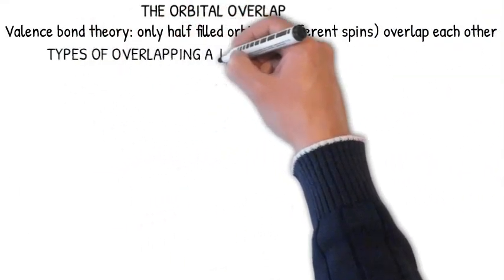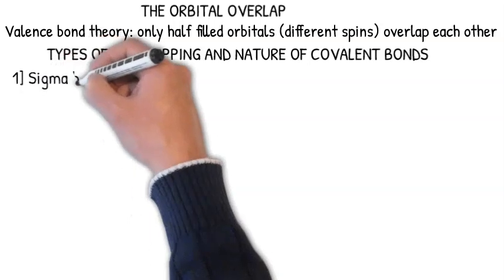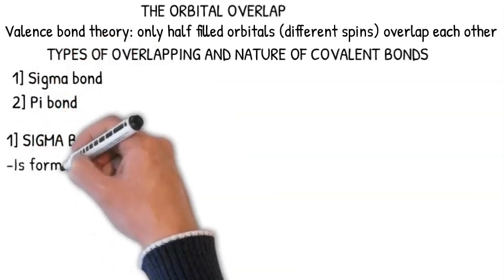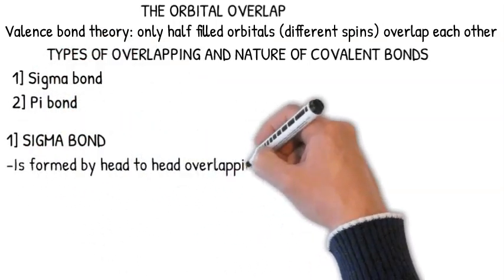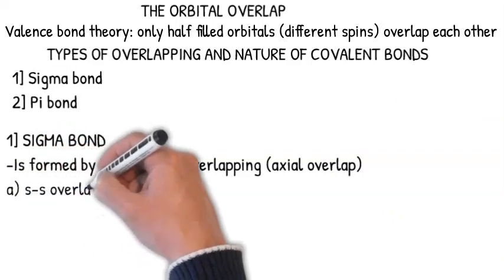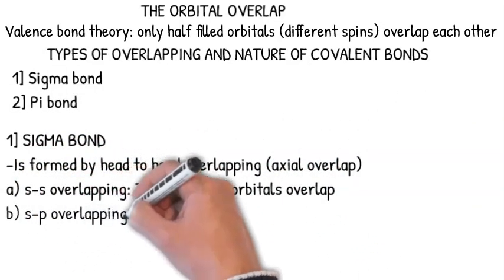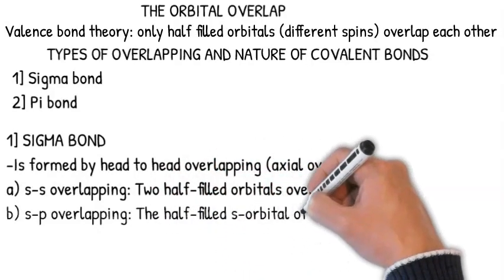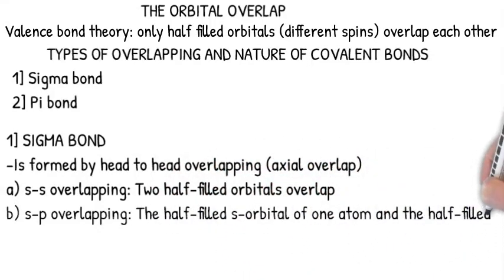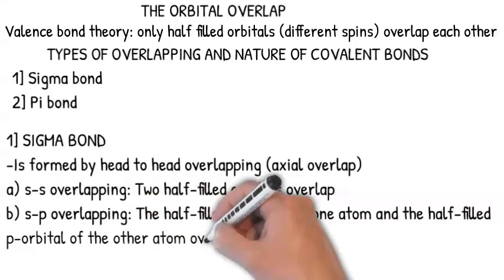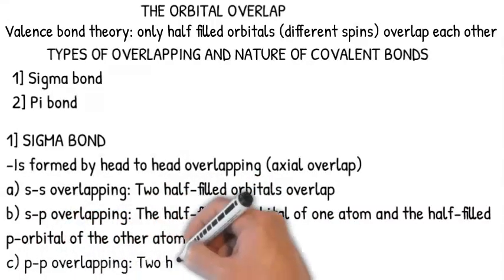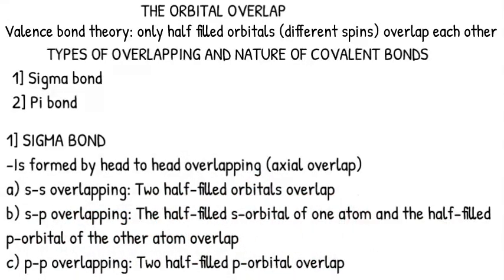Types of overlapping and nature of covalent bonds. Sigma bond, pi bond. Number 1. Sigma bond is formed by head-to-head overlapping, or axial overlap. s-s overlapping: two half-filled s orbitals overlap. s-p overlapping: the half-filled s orbital of one atom and the half-filled p orbital of the other atom overlap. p-p overlapping: two half-filled p orbitals overlap.